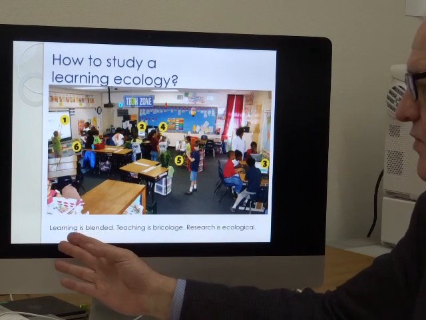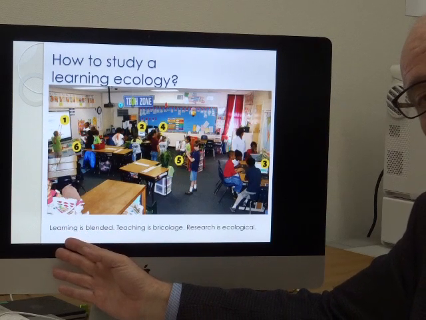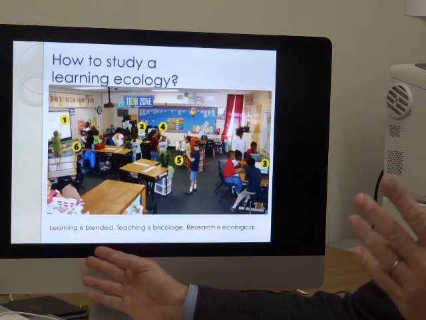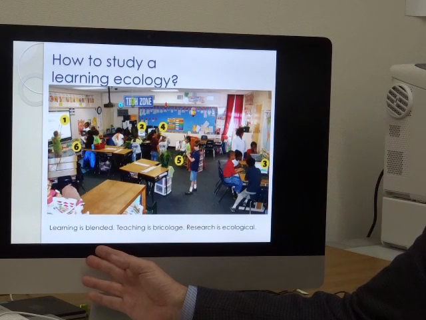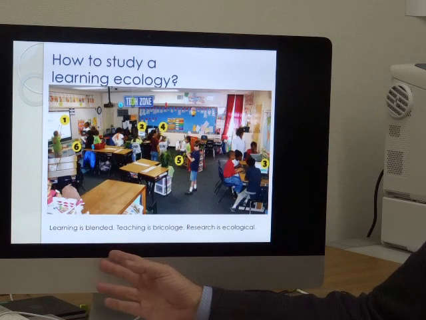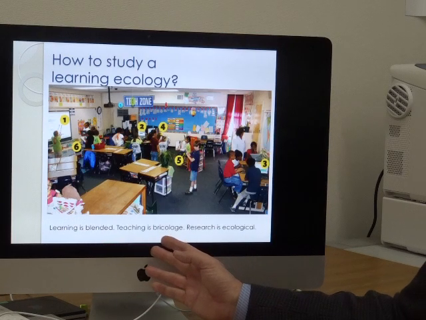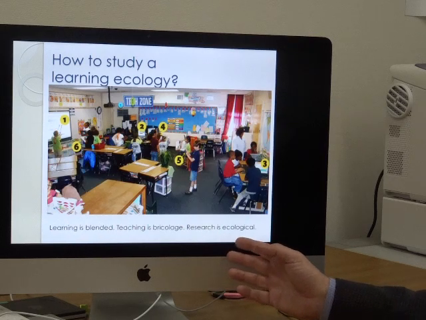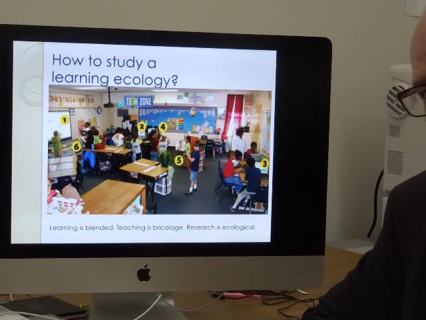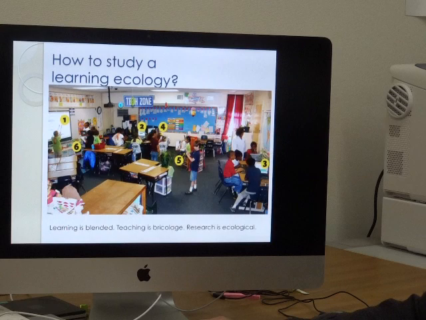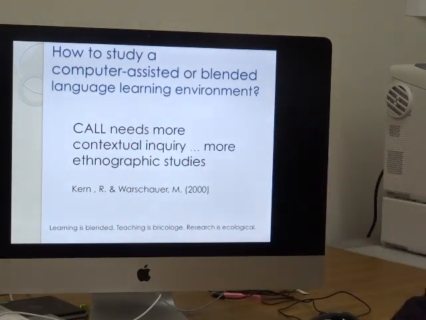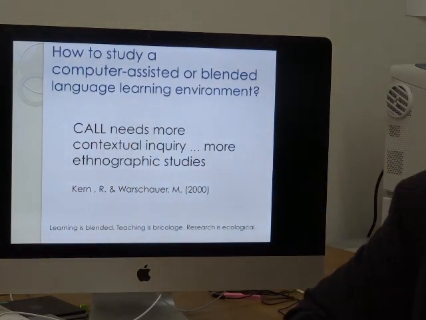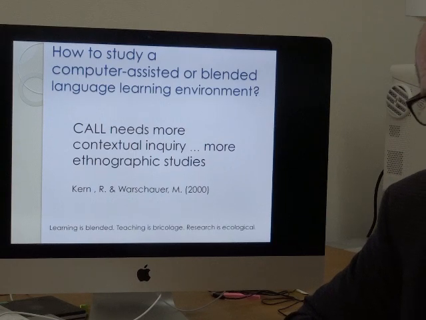And the key points I'm going to say today is that learning is blended. It's not just online. It's not just face-to-face. It's blended. Teaching is bricolage. Teaching is making do with what you have. And research is ecological. It is contextual. So, how to study a computer-assisted or blended language environment?